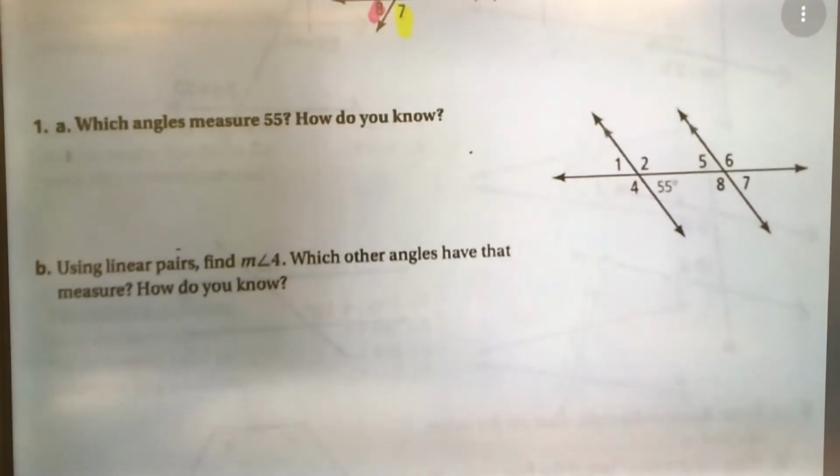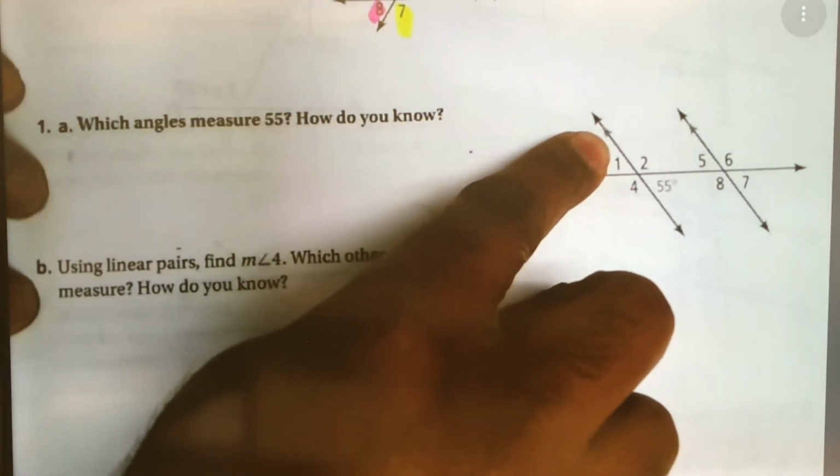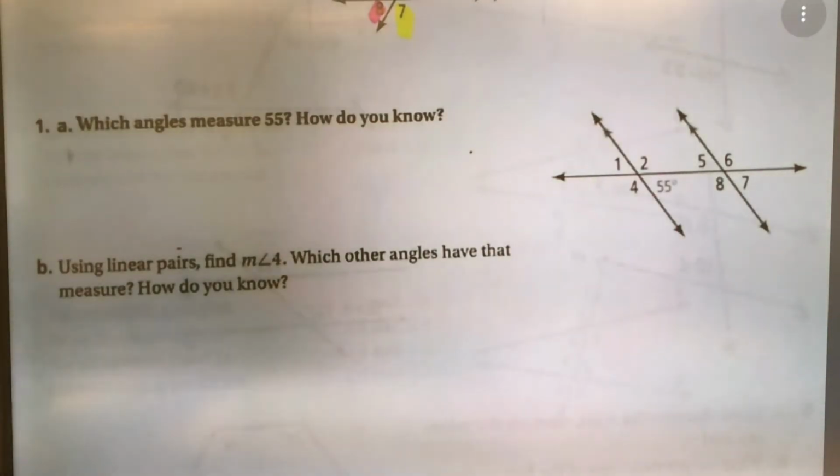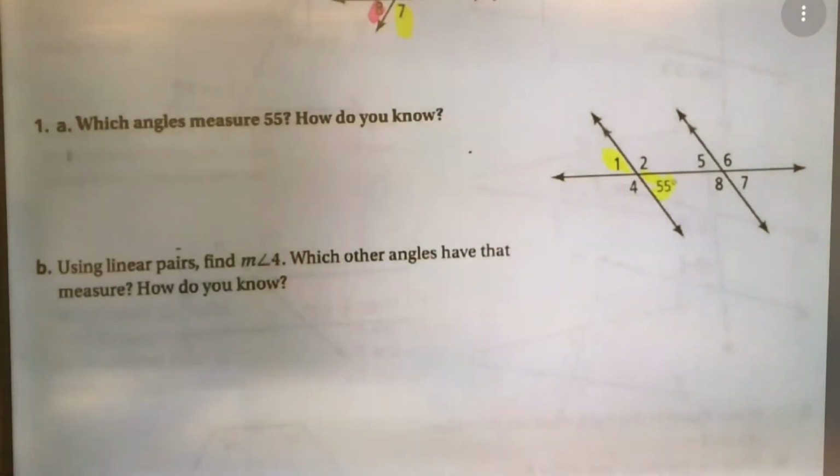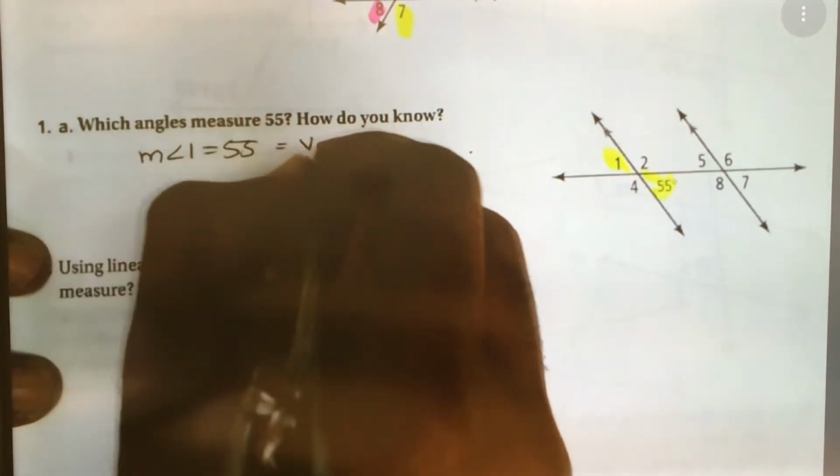So the first thing is, you already know that there's a crossing line. Angle 1 and 55 are on the opposite side, so angle 1 is also 55 degrees. The measure of angle 1 is 55 because they are vertical angles, and vertical angles are congruent.